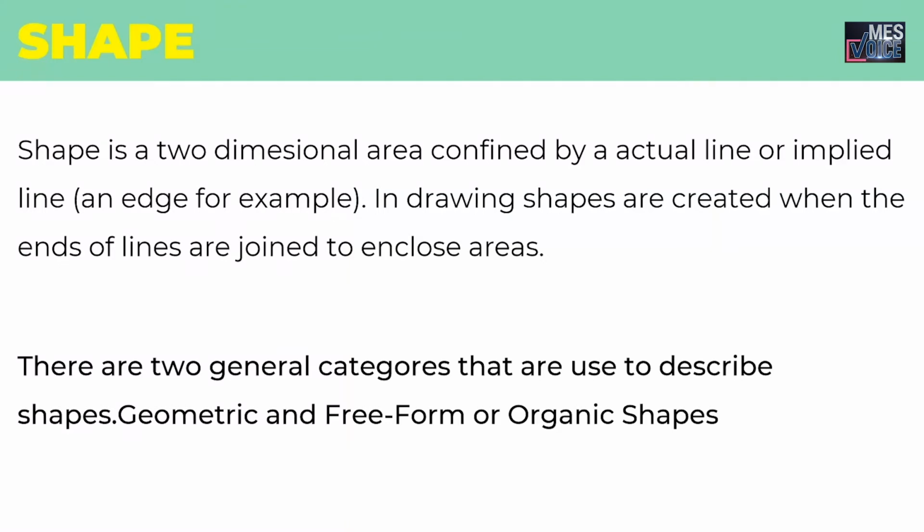Next is shape. Shape is a two-dimensional area confined by an actual line or implied line. In drawing, shapes are created when the ends of lines are joined to enclose areas. There are 2 general categories that are used to describe shapes: geometric and free-form or organic shapes.